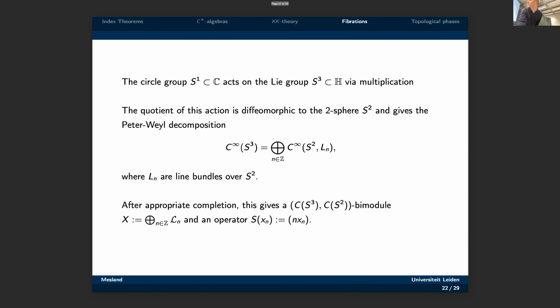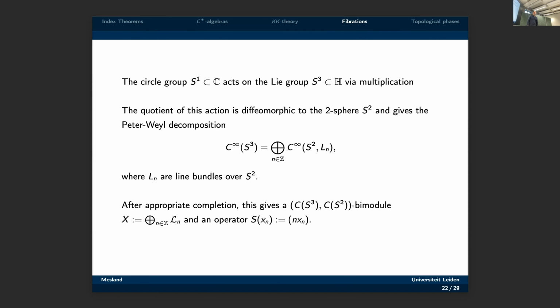And to go to some examples before I get to the end without going too much over time, let's look at something concretely geometric. So we take the classical Hopf fibration. We have a three sphere and the circle S1 acts on this three sphere. You can embed it in the quaternions, and then the one sphere is the one sphere of complex numbers. We can multiply elements in the three sphere, these unit quaternions, by unit complex numbers. We take a quotient, we get the two sphere, and there is a Peter-Weyl decomposition of the smooth functions on the three sphere. It looks like this. So the smooth functions decompose as a certain completed direct sum of sections of various line bundles on the two sphere.